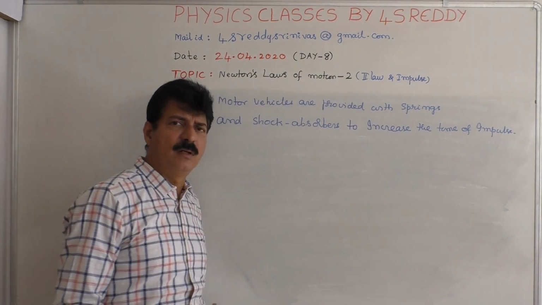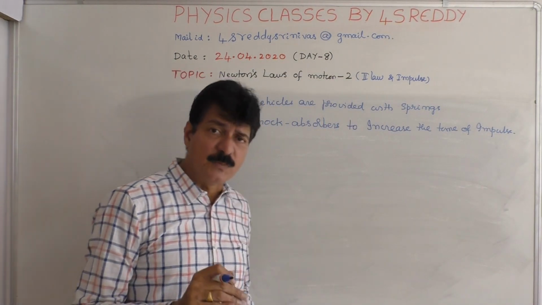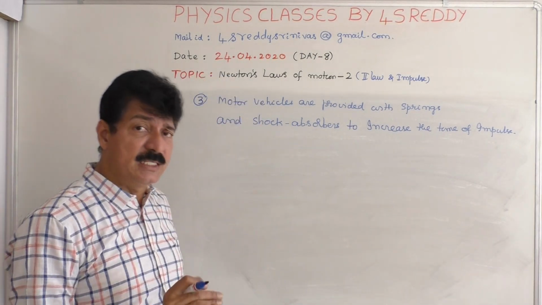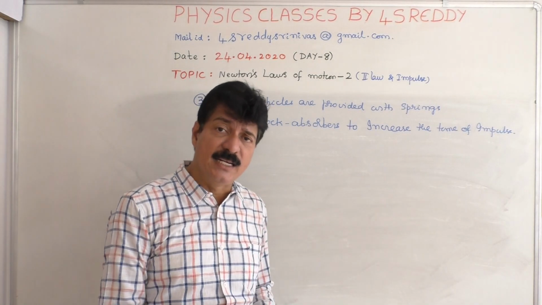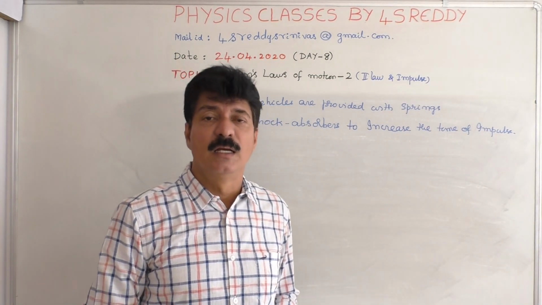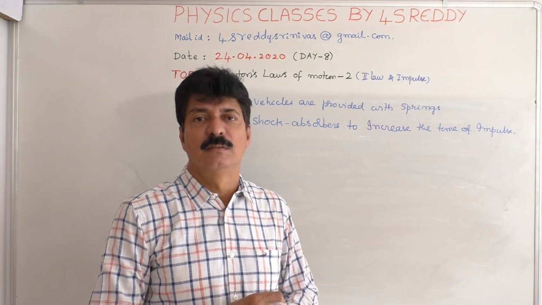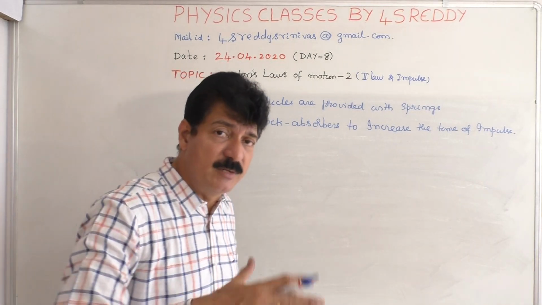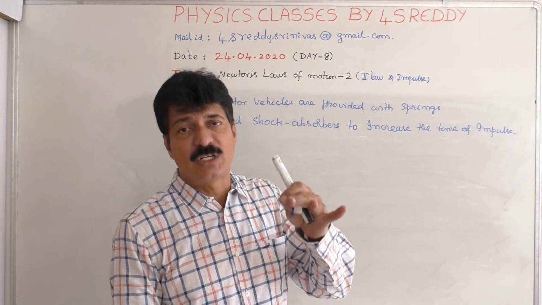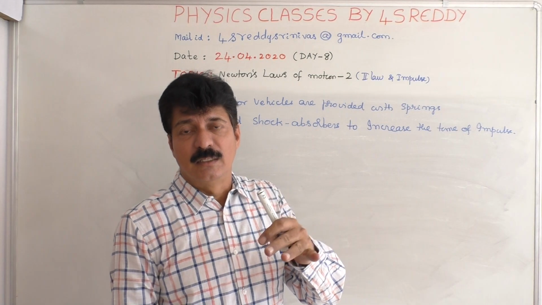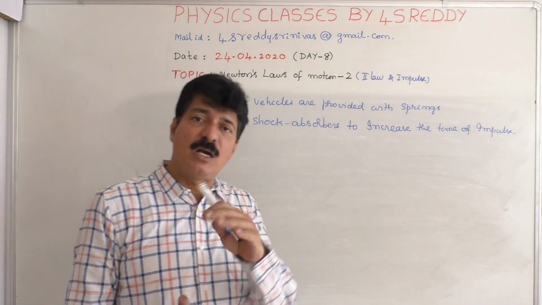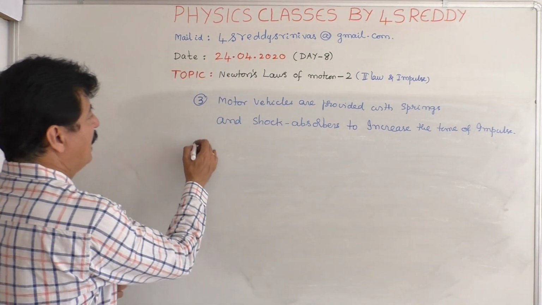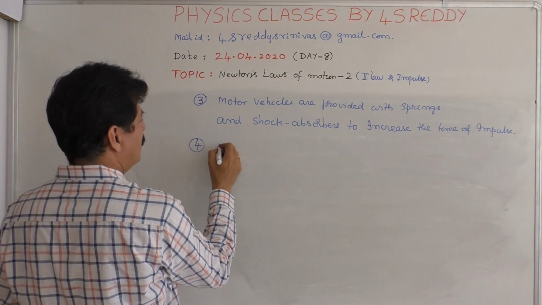Why? The reason is very simple. Whenever the vehicles move on an uneven road, if the vehicles are not provided with springs and shock absorbers, then the shock will directly reach the rider, so that he may get a back pain. But whenever springs and shock absorbers are provided, then when it moves on the uneven road, the springs and shock absorbers get elongated. Thereby, the time taken by the shock to reach the rider will be more, so that he can have a safe ride.